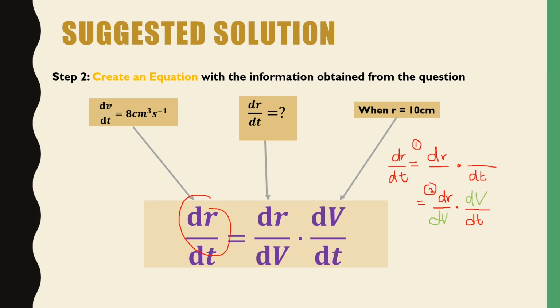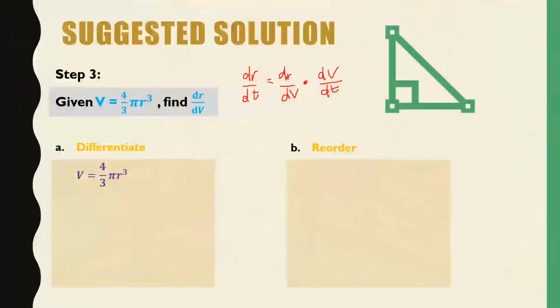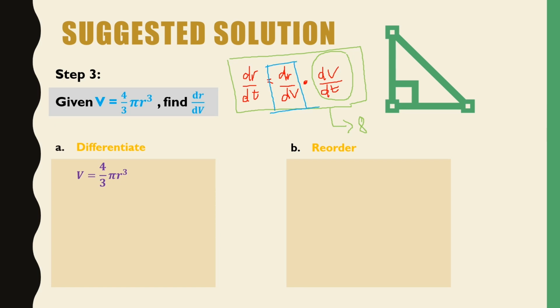Now you have your equation. After we obtain the equation just now, this is when it comes into play. So we already have this provided by the question, which is 8 centimeter cubed per second. But then what about dr over dv? This is how you do it.